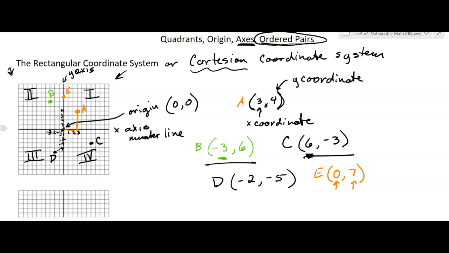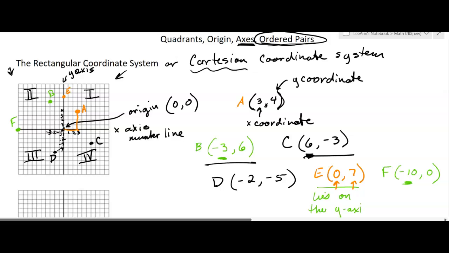And then we'll just do one more here. Let's say we have F as -10, 0. Okay, so then I'm going -10 on the x-axis, but 0 up and down, and so it's that point right there, F. Okay, now you might be asking, well, what quadrant is point E in? Well, it's not in a quadrant. We say it lies on the y-axis. And what about point F? We say it lies on the x-axis.